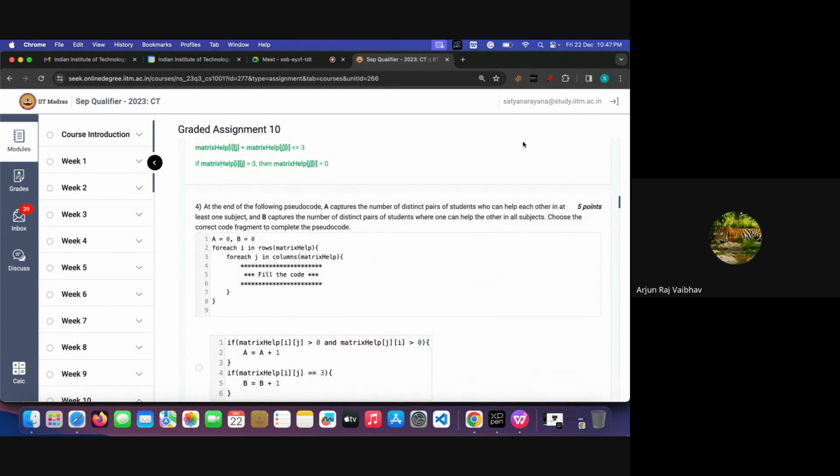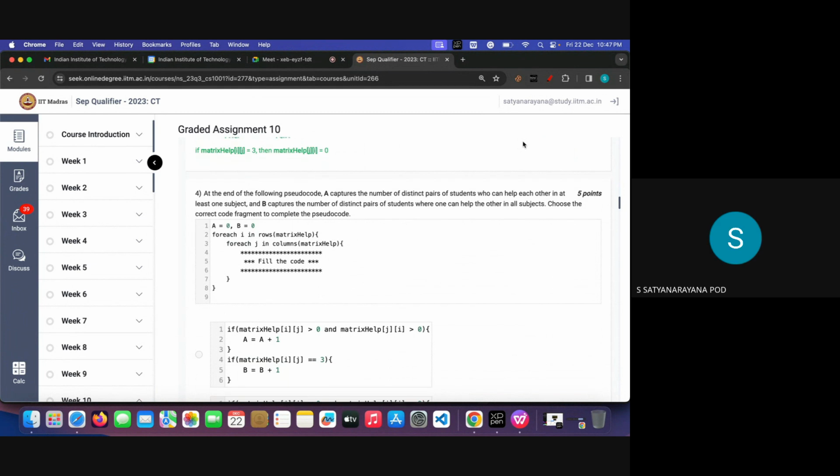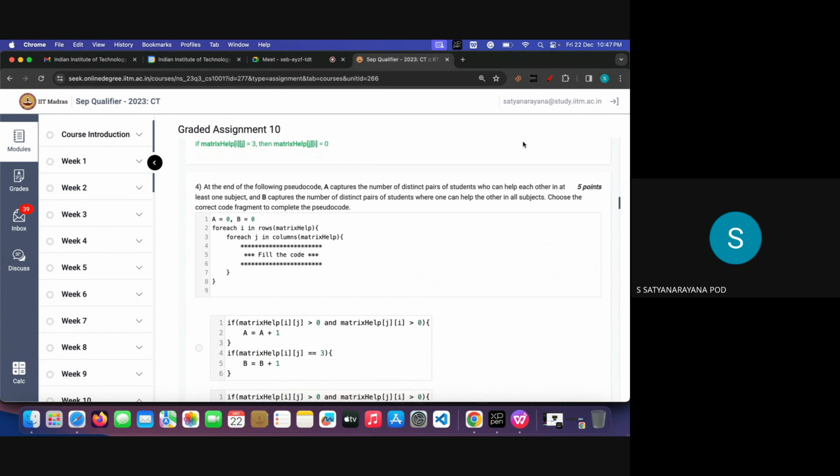Sir, can you explain the options only, sir? Yeah, sure. At the end of that pseudocode, A captures the number of distinct pairs of students who help each other in at least one subject. And B captures the number of distinct pairs of students where one can help the other on all subjects. Choose the correct fragment.